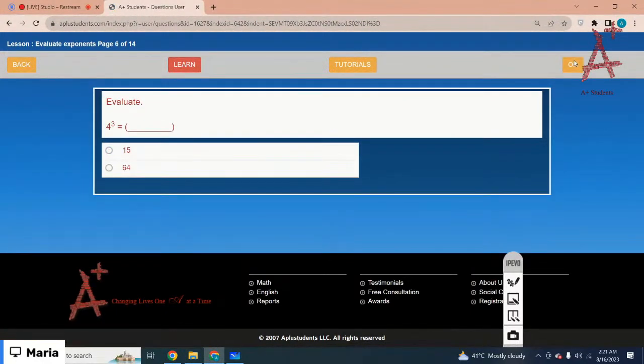The subject of the lesson: we are working on grade 5 math. The chapter we are working on is exponents, and the lesson we are going to cover today is evaluate exponents.